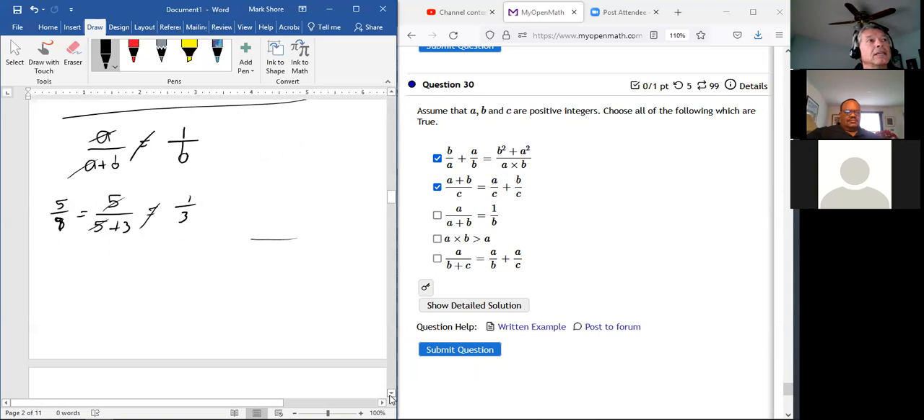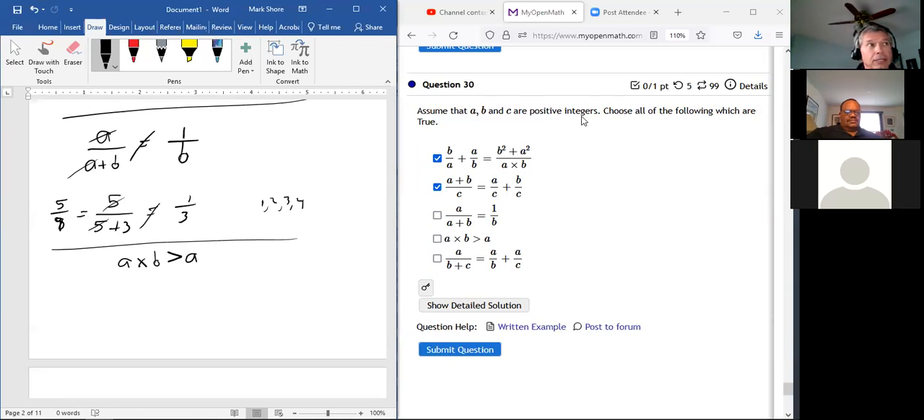Let's check the fourth one. The fourth one says, is it true that A times B is always greater than A? Now it says that these are positive integers. Now positive means that we're talking about numbers like 1, 2, 3, 4, and they're integers, they're whole numbers. They got to be positive though, so we can't be using 0 or negative. So is it true that if you take any positive number, 1 or bigger, times another positive number, you always end up with a number that's bigger than either one of these original numbers? No, it's not true. It didn't say that we couldn't use 1. So 1 is a positive integer.